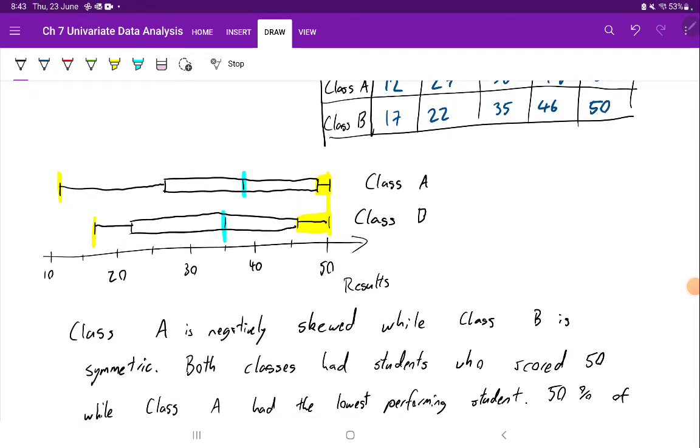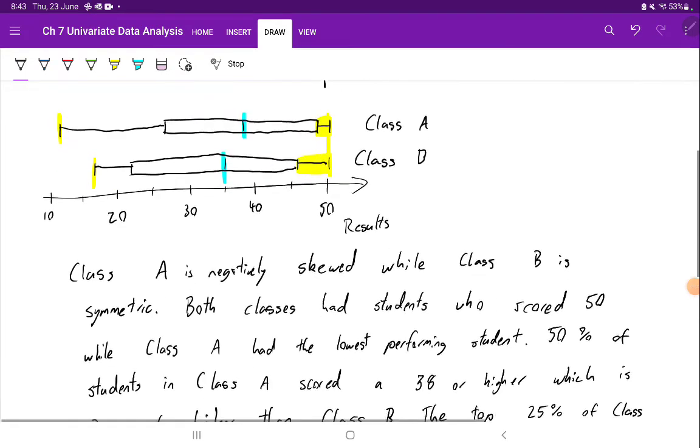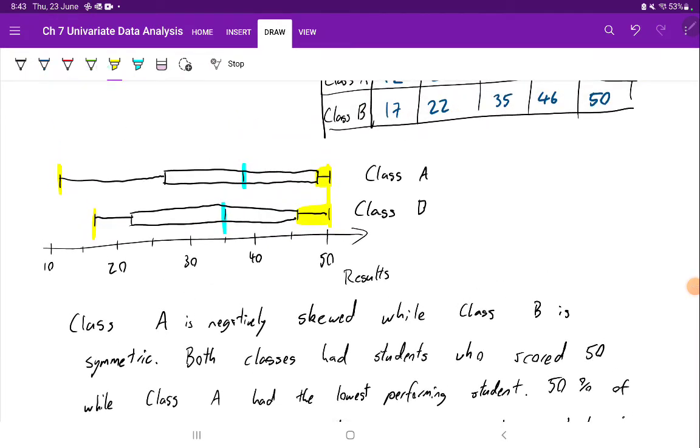Alrighty. So there's plenty more that you could talk about. You could talk about the fact that 75% of this class got a 27 or above, while 75% of this class got a 22 or above. So we could go on for a long time comparing these two, but we're going to have to stop it at some point, and we're going to stop now.